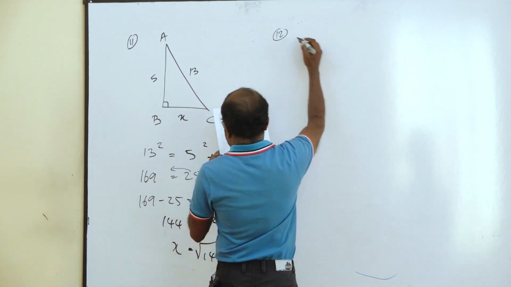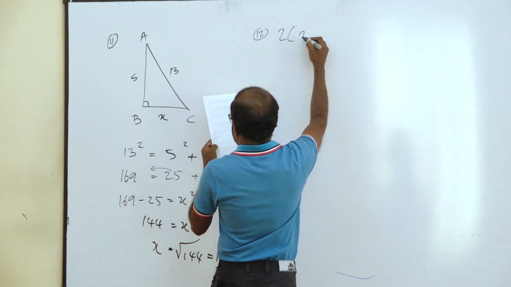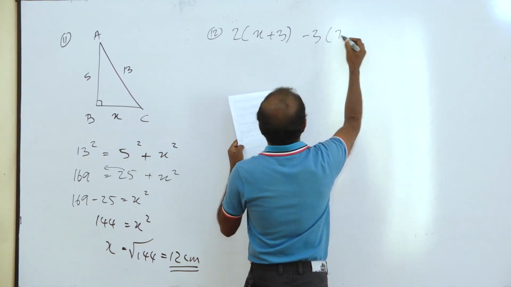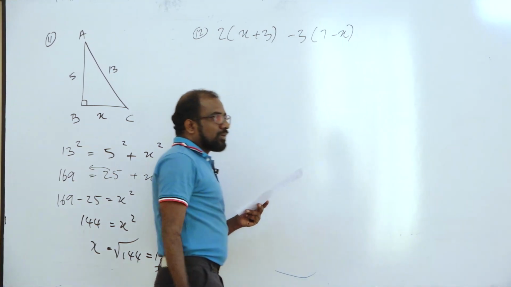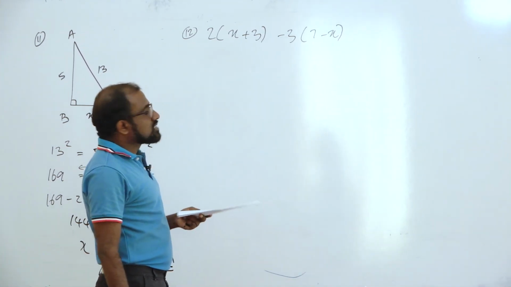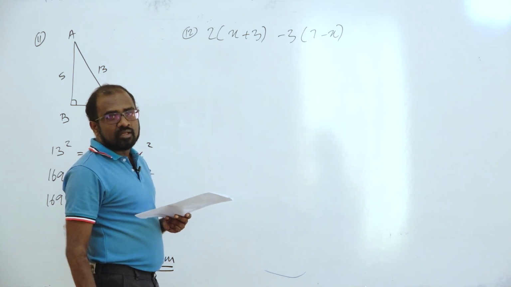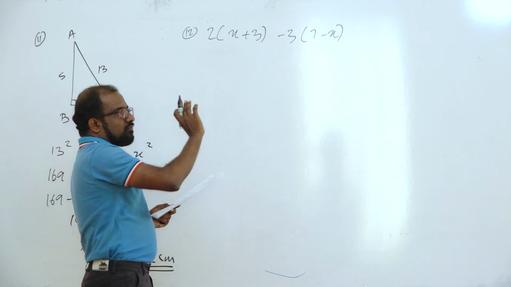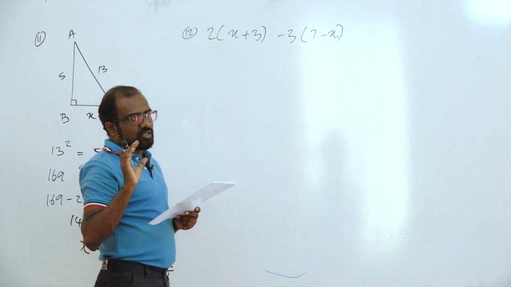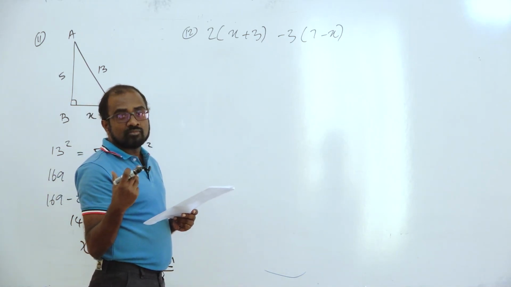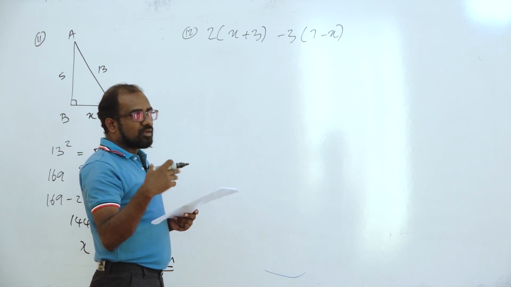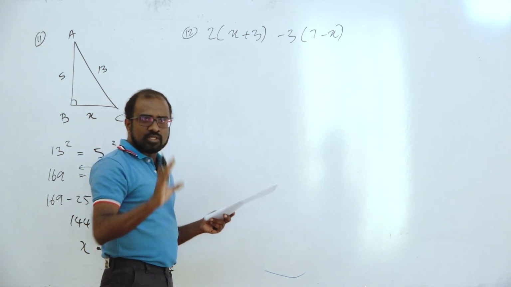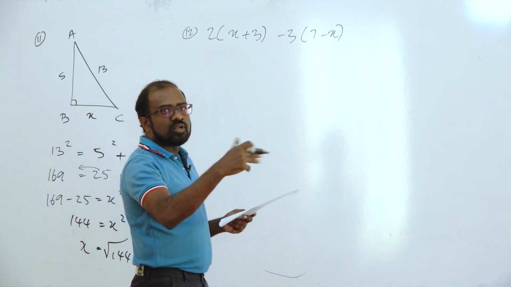Right. Question number 12. So this is grade 8 sum, not grade 9. Removing the brackets, simplifying algebraic expressions. So here we should remove the bracket first. Bracket කොහොමද කරන්නේ, what is our spell? Same sign plus different sign minus, that's all. When you multiply only. Same sign plus different sign minus.